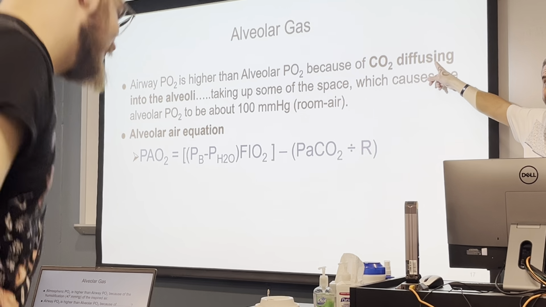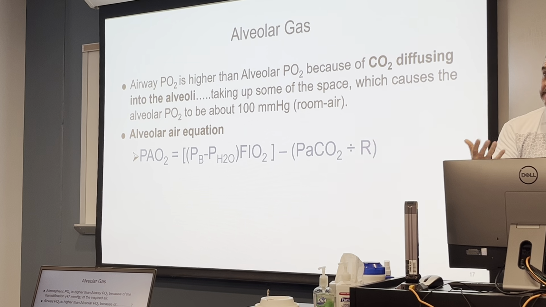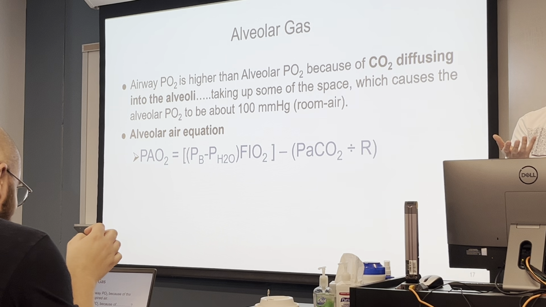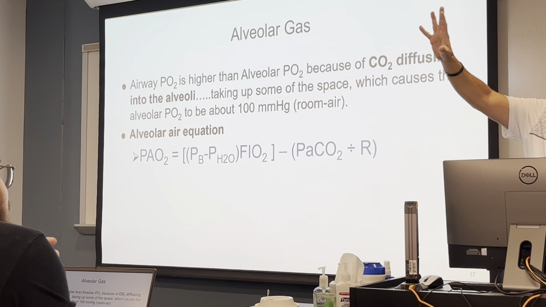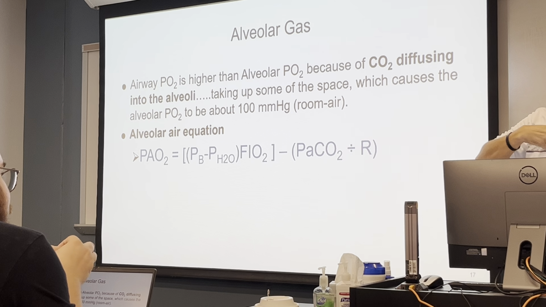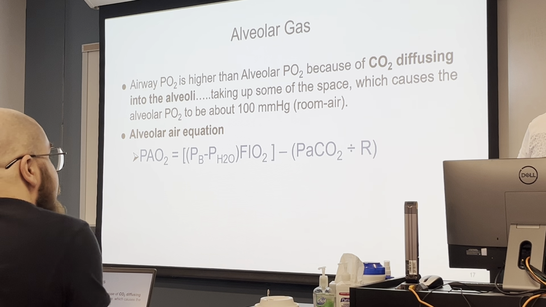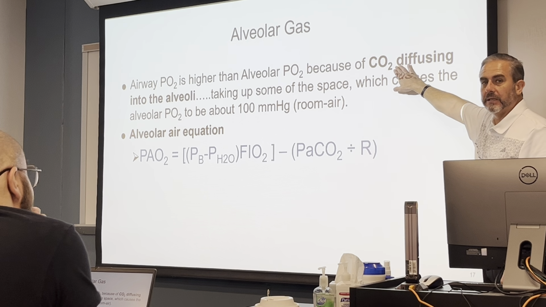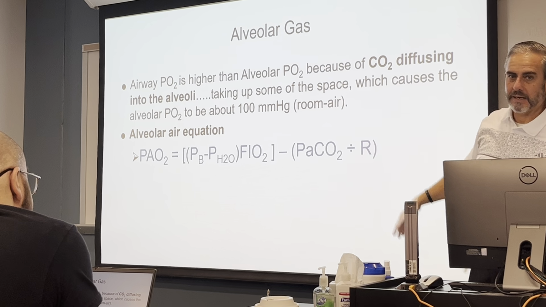CO2 is now in the alveolus. So CO2 has to take up some residence, take up some space inside the alveolus. That's why, even though oxygen out here, breathing room air, is about, what do we say, 160, by the time it reaches my airway, because of moisture, humidification, it's about 150. By the time it reaches my alveolus, that oxygen number is 100. Why does it keep dropping? Because of carbon dioxide. It is numbers, but it's carbon dioxide.